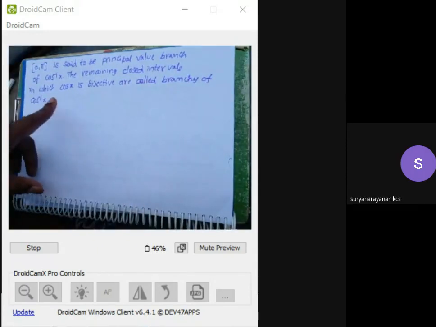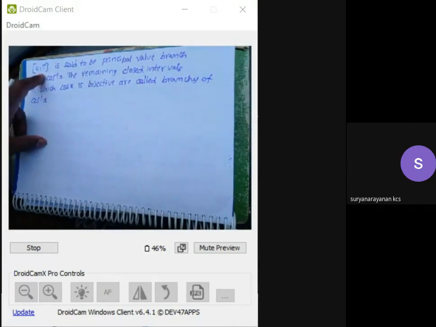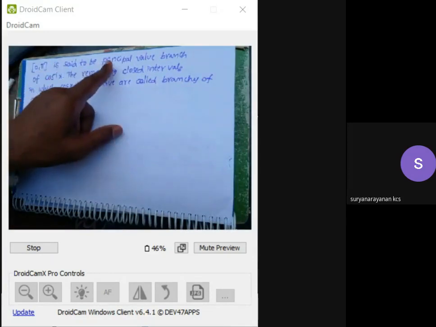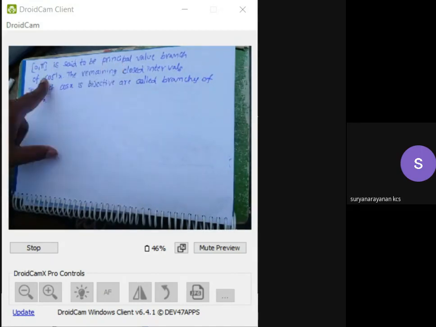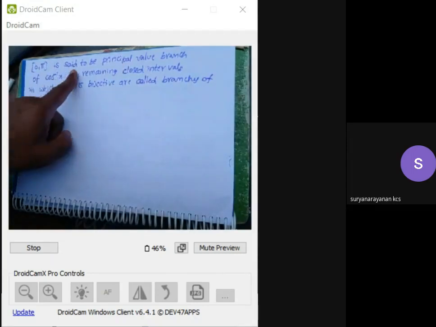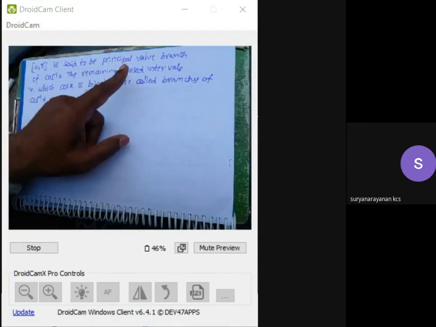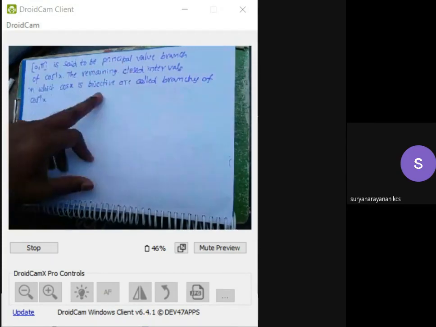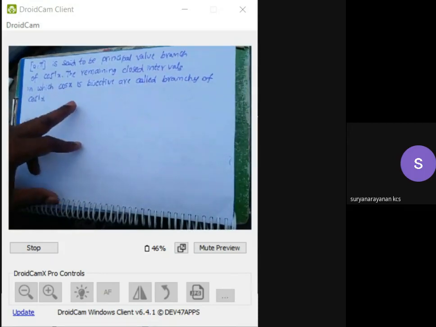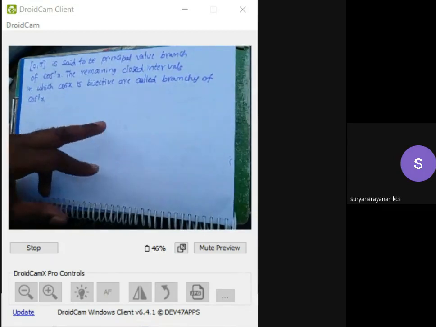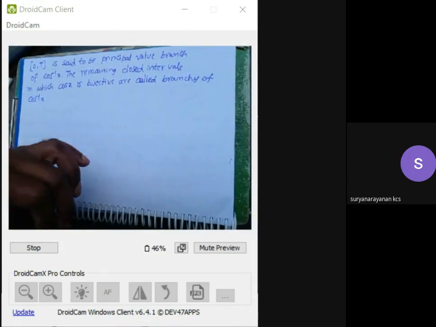So you have to remember especially this line: closed interval 0 comma pi is said to be principal value branch of cos inverse x. Okay, my dear children, all of you remember this line. The remaining closed intervals in which cos x is bijective are only said to be branches of cos inverse x.